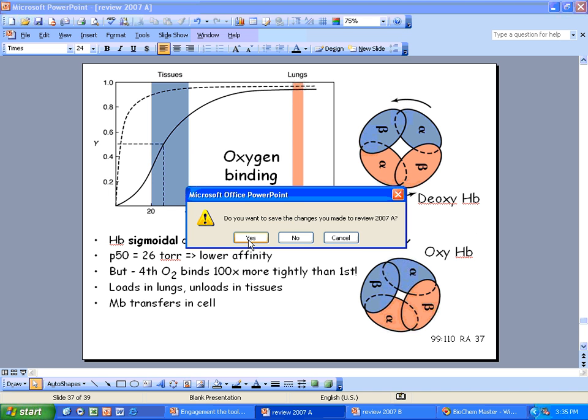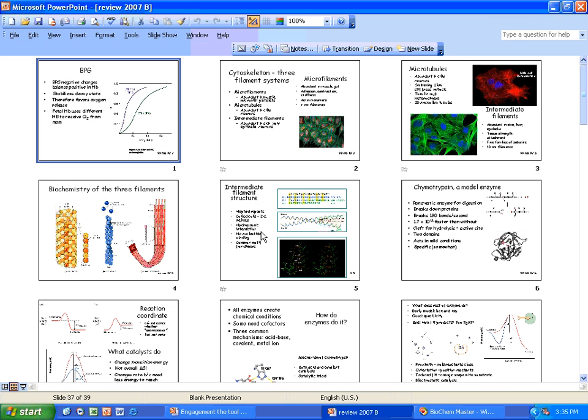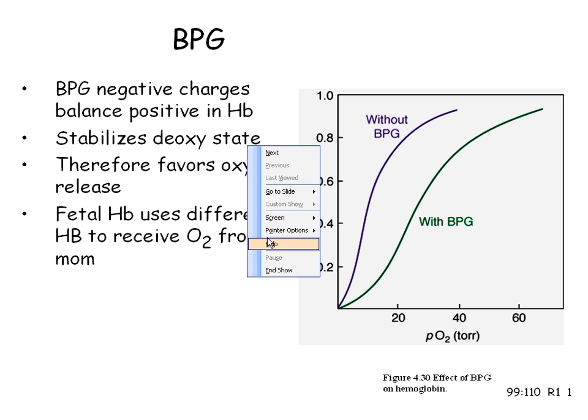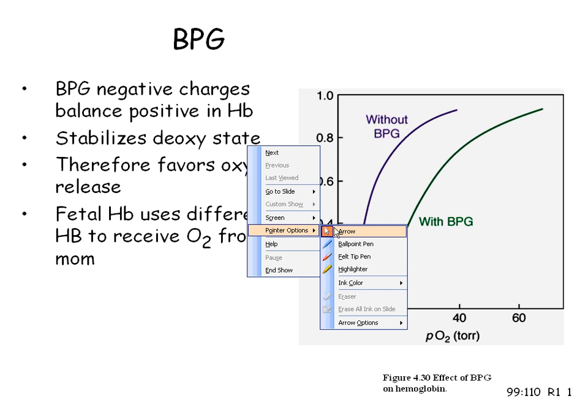All right, so here we go. We can start up again here. This is the second of the three review packets we'll be working from. I need to do my pointer again. Arrow options. There we go.